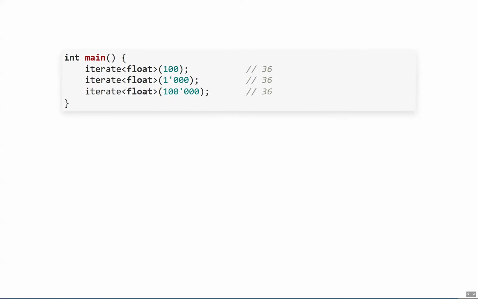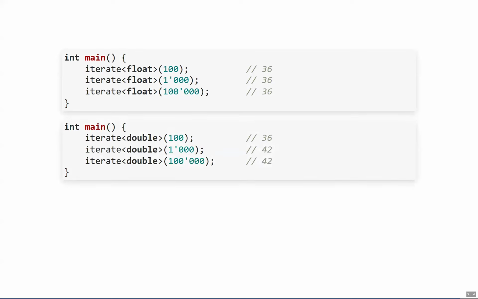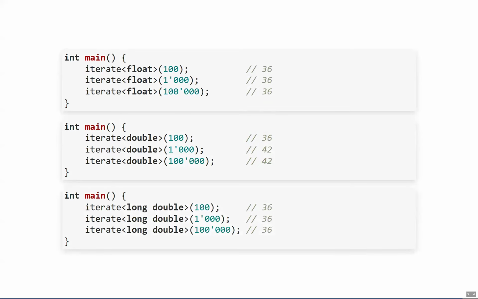36, this is good. Let's run it with doubles. And this is not good. We actually get the correct results for a short while, and then we just go to 42 and stay there forever. Let's try long doubles. These are correct again. So what's happening here? What's happening here is actually a party trick.